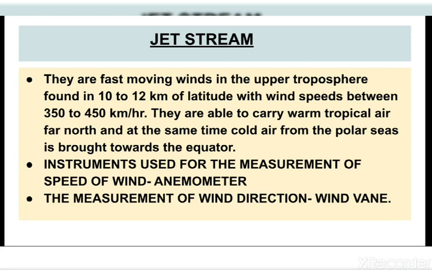The jet streams are fast moving winds in the upper troposphere found at 10 to 12 km of altitude with wind speed between 350 to 450 km per hour. Jet streams are narrow bands consisting of pulse like movements of air following a broadly curved track. The subtropical westerly jet stream shifts its position in winter and lies south of the Himalayas. It helps to draw in temperate cyclones from the Mediterranean Sea.